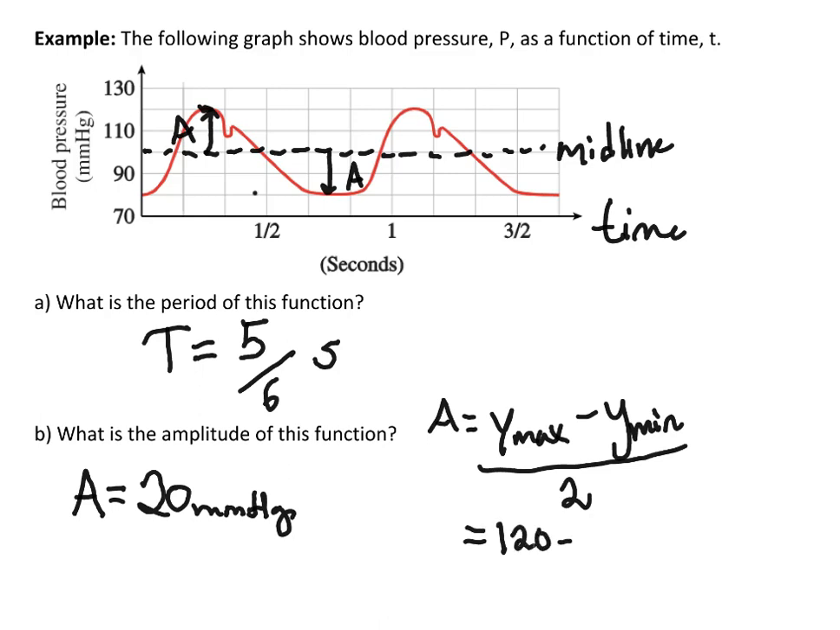The lowest point this graph reaches is 80. That's over 2. So I have 120 minus 80, which is going to be 40 here on top, all over 2, which is 20 milligrams of mercury.